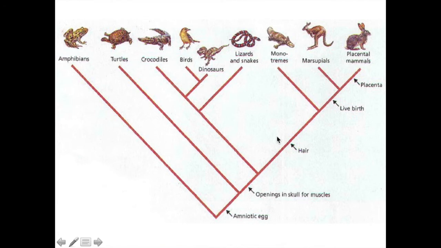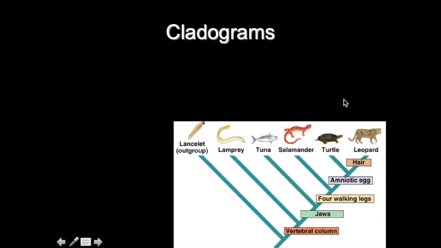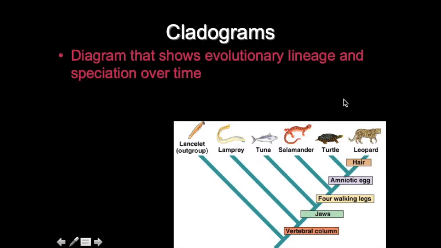We can visually represent evolutionary relationships on diagrams such as this. This is called a cladogram. Wherever species branch off, we represent a common ancestor, and branching off represents divergent evolution. So let's back up. A cladogram is a diagram that shows the evolutionary lineage and speciation over time. Another way of looking at it is kind of like a family tree, only for species.